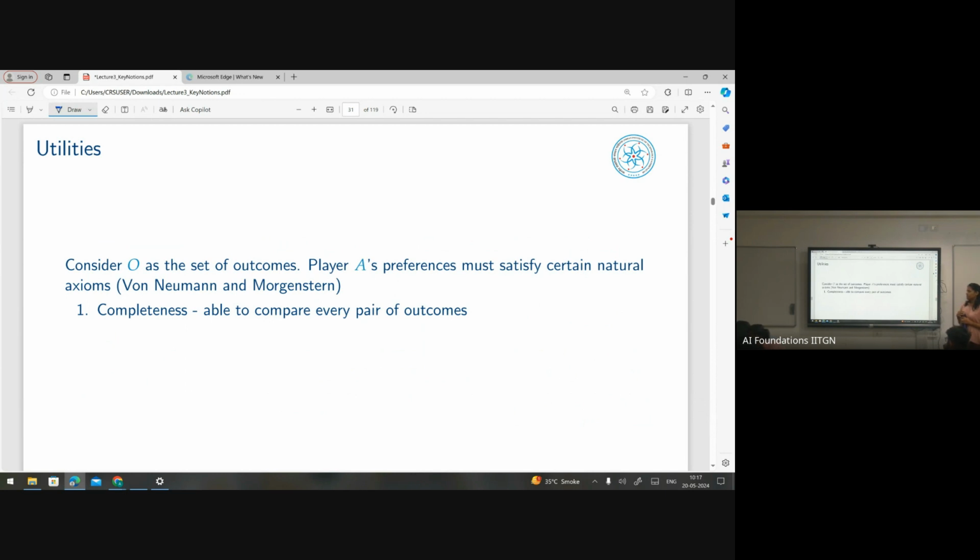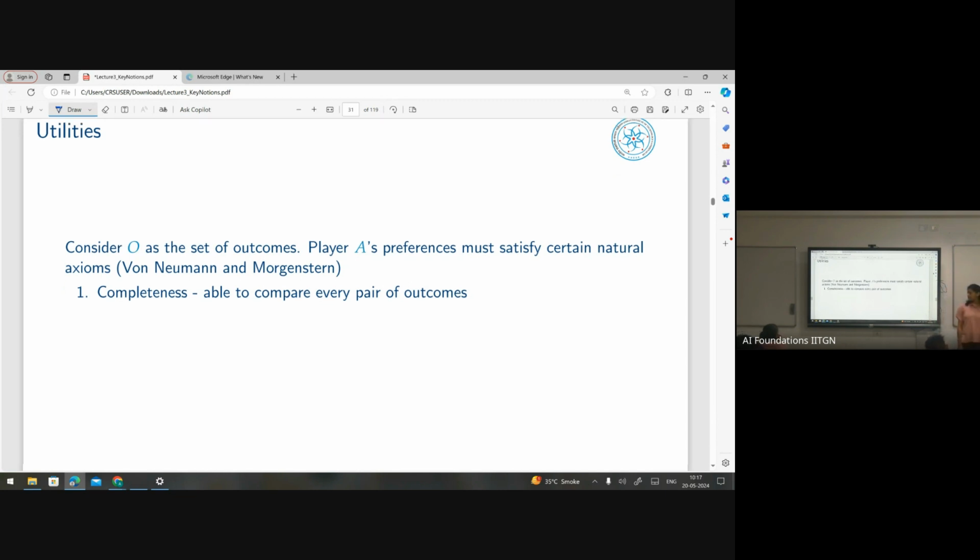So the idea is, if there is a set of outcomes O, then player A's preferences must satisfy certain axioms for us to be able to come up with these utility numbers. These axioms were given by von Neumann and Morgenstern, and there are 6 of them. But from the previous example, what we could see was there should be at least 2. One is called the completeness axiom, which means that they must be able to compare every pair of outcomes.